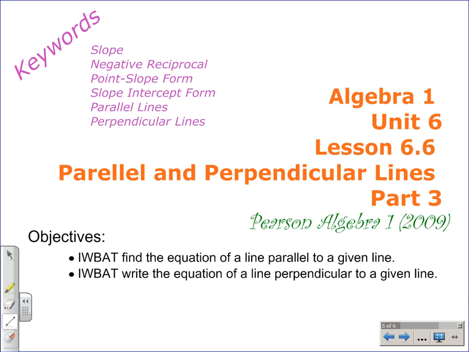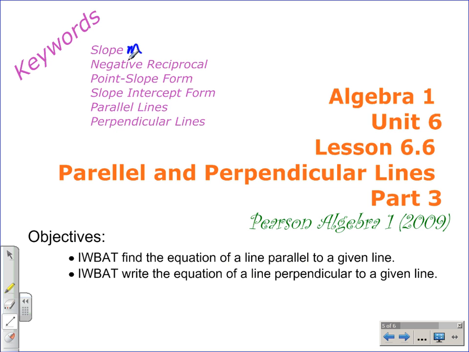Objectives. I will be able to find the equation of a line parallel to a given line, and I will be able to write the equation of a line perpendicular to a given line. In this lesson, keywords again: slope, a recurring theme. Slope is given by the variable m in most of what we're going to do today.